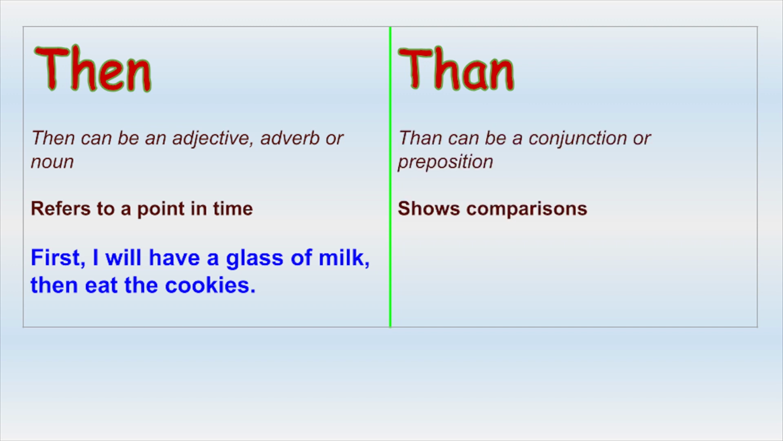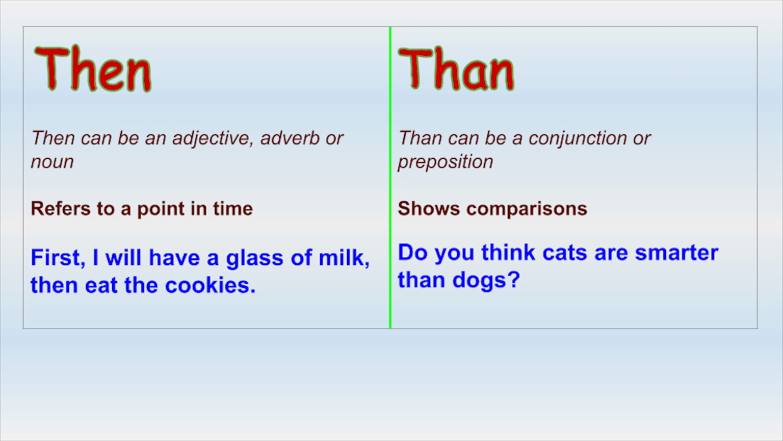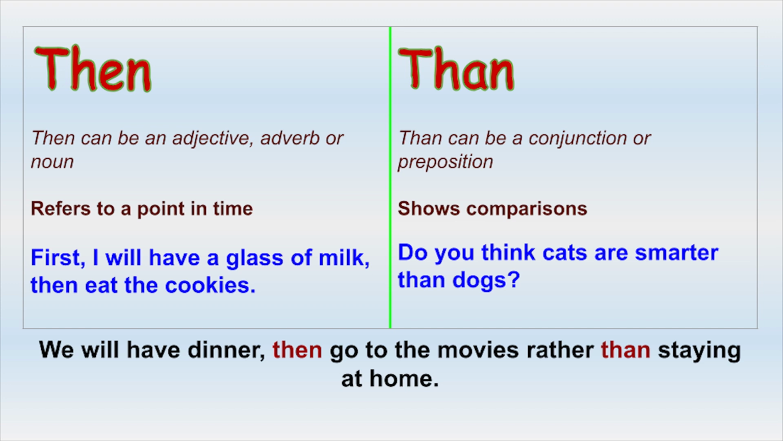Than can be used as a conjunction or a preposition. It means to show comparisons. Do you think cats are smarter than dogs? In this case, than is used as a conjunction. It is connecting and comparing cats and dogs. Here is then and than in the same sentence. We will have dinner, then go to the movies rather than staying at home.